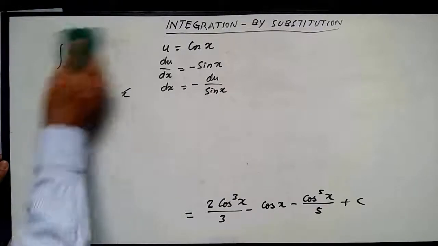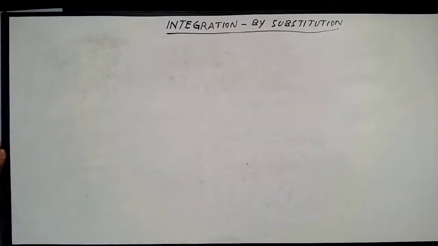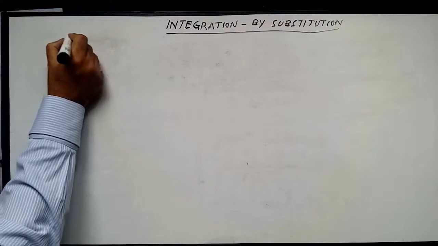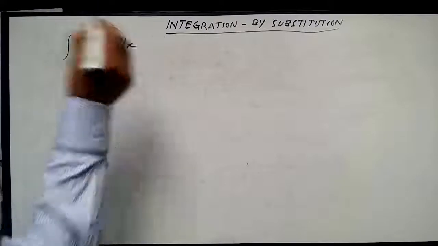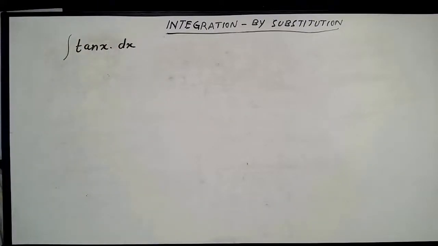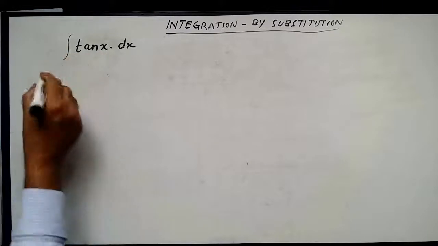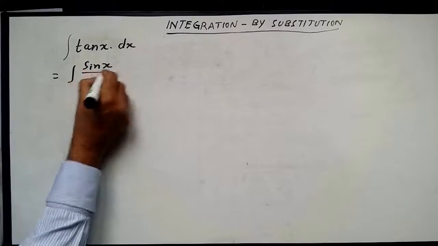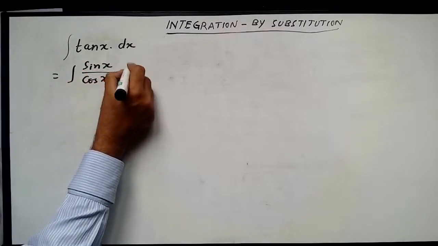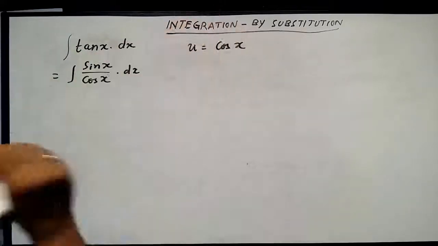Let's take another example. We have here now integration of tan of x dx, and as we know, we have no standard formula for it like we had for integration of sin x, cos x and so on. So tan x, how can we integrate tan x? We just have to replace tan x by, as we know, tan x is sin x by cos x, dx. Okay, again we'll replace u equal to cos x.